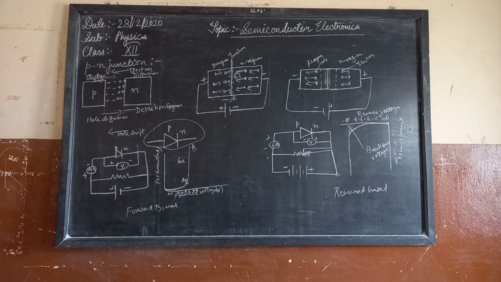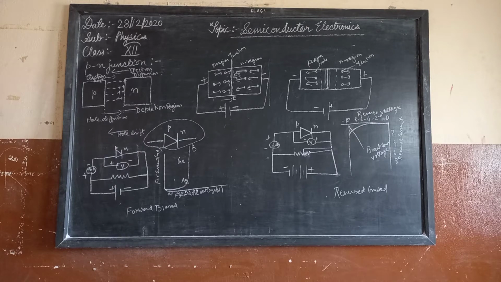Electron diffusion takes place from n to p, and electron drifting takes place from p to n. As I have told you, this sets up a potential difference across the junction, and an internal electric field E_i directed from the n side to the p side. Equilibrium is established when E_i becomes strong enough to stop further diffusion of the majority charge carriers. However, it helps the minority charge carriers to drift across the junction.